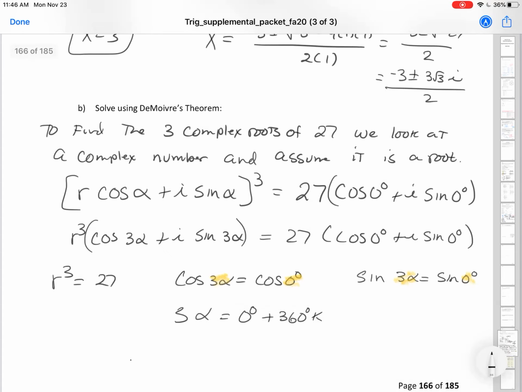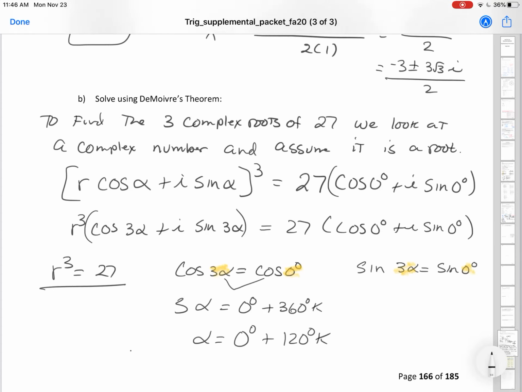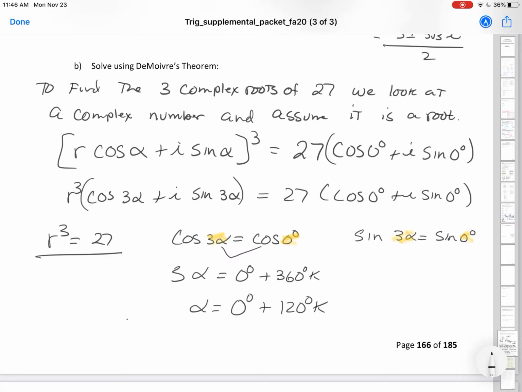So again, we set r cubed equal to 27, and the trig equations equal to one another. So it tells us that those angles have to be equal or coterminal with 0. That's where the 360 comes in, because it could be coterminal. Now we're going to divide everything by 3. 0 degrees divided by 3 is still 0 degrees. 360 divided by 3 is 120 degrees. So these are all of our alphas.